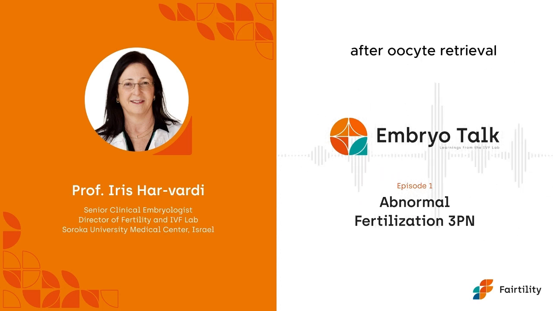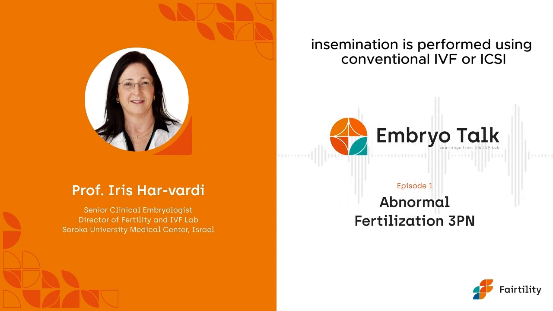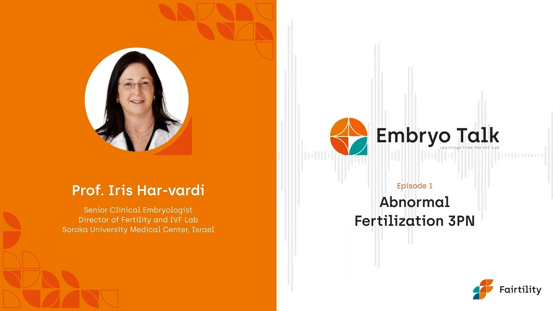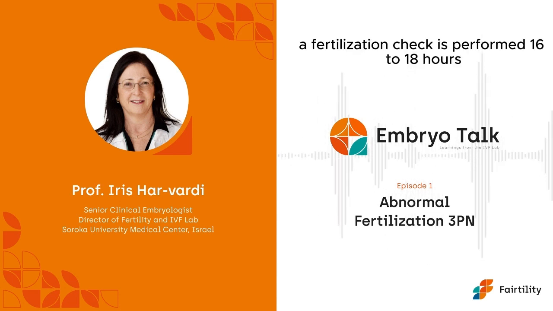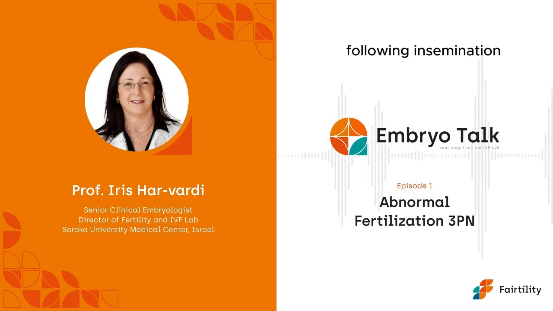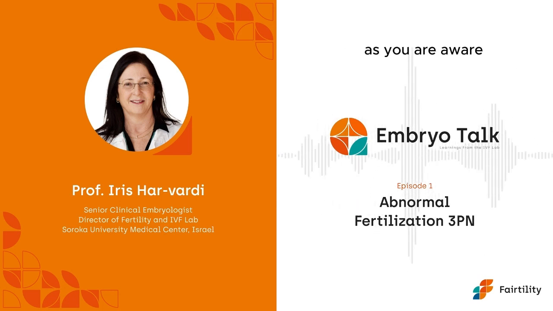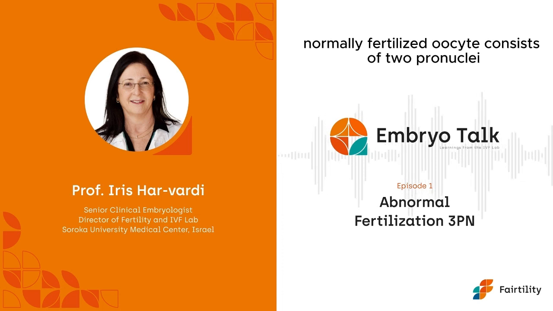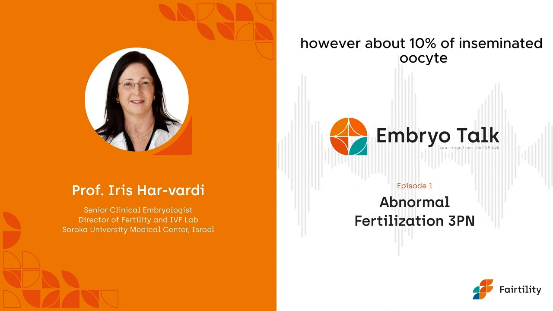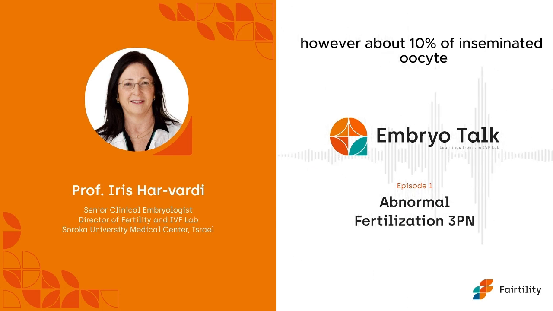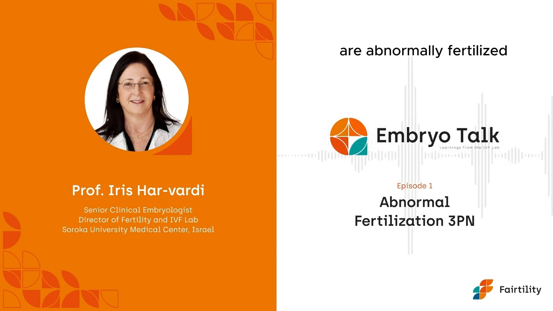After oocyte retrieval, insemination is performed using conventional IVF or ICSI, intracytoplasmic sperm injection. A fertilization check is performed 16 to 18 hours following insemination. As you are aware, a normally fertilized oocyte consists of 2 pronuclei and 2 polar bodies. However, about 10% of inseminated oocytes are abnormally fertilized.